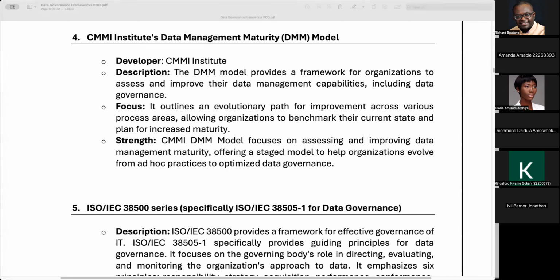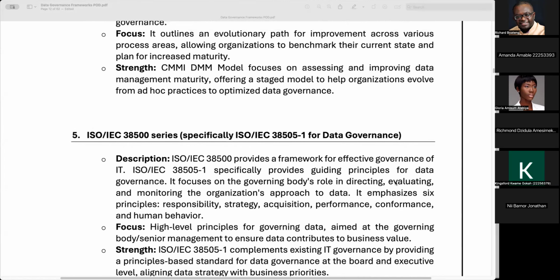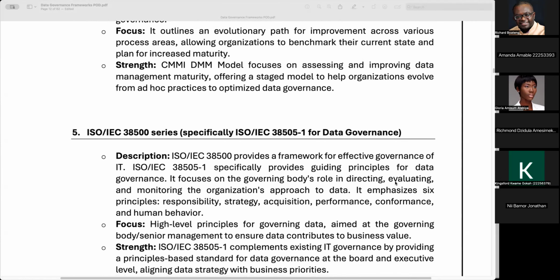And it ranks them. Yes. It plots the organization's capabilities against 5 distinct maturity levels, from initial ad hoc practices up to optimized, continuously improving processes. Its strength is providing a benchmark and a structured evolutionary roadmap for organizations that are committed to systematically improving their data management capabilities over time. It helps you see where you are and plan how to get better.